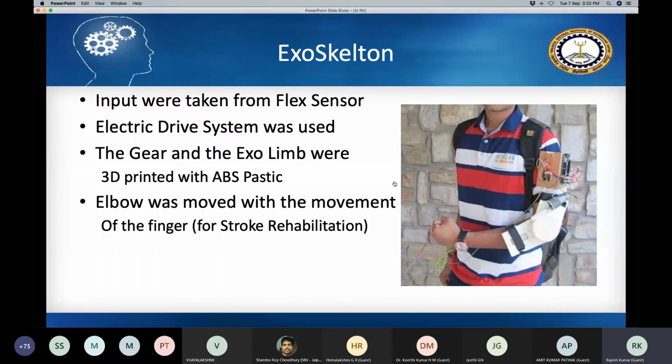This one is also another work. This one is a concept. This figure is when we developed a prototype. Basically, this one is to support your arm.